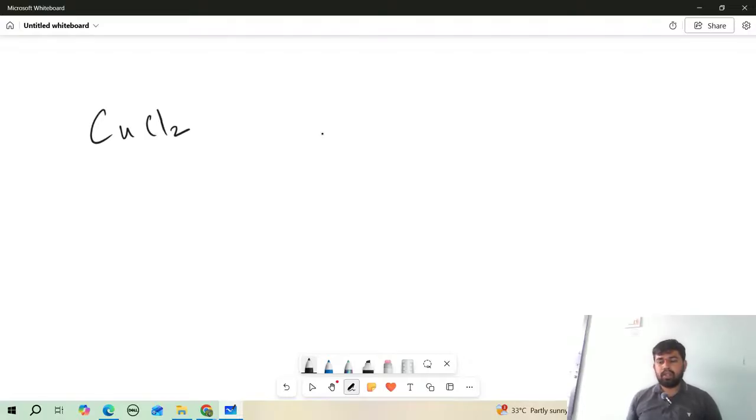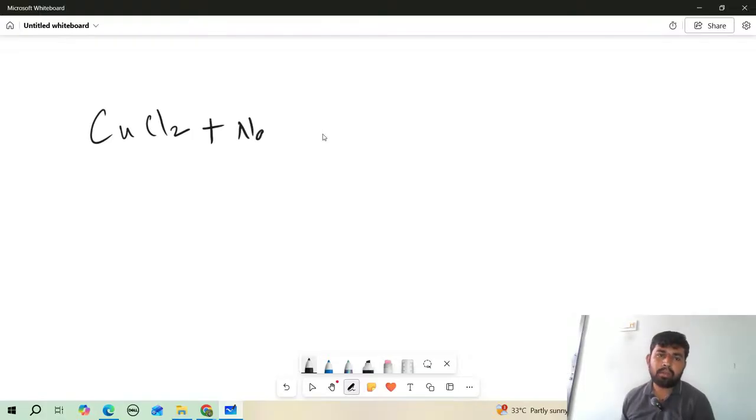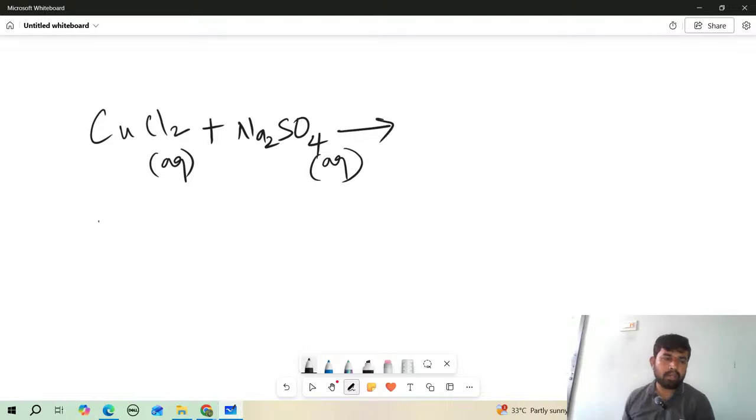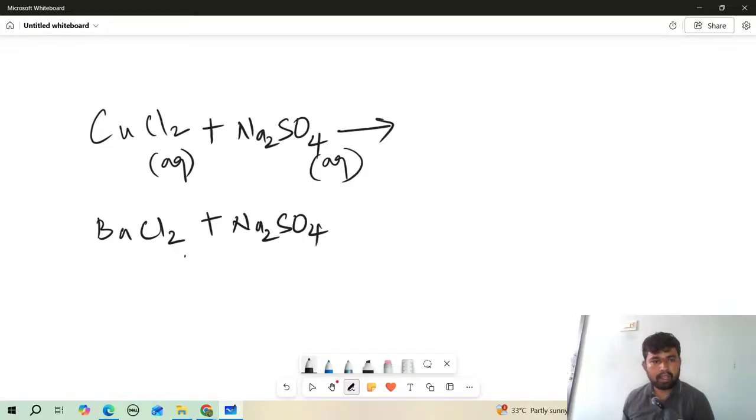Now see, CuCl2 reacting with sodium sulfate, Na2SO4. Aqueous solution of copper chloride reacting with aqueous solution of Na2SO4. Now what are the products? Before that, try to understand. Barium chloride, BaCl2, reacts with sodium sulfate in aqueous solution. Can you say this one is a double displacement reaction or not? Yes, definitely you can say.